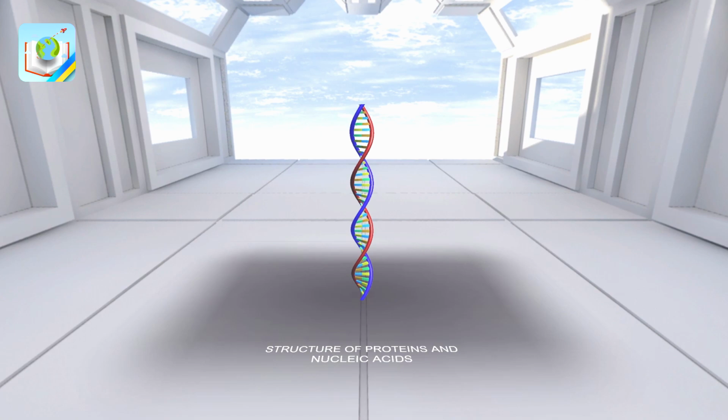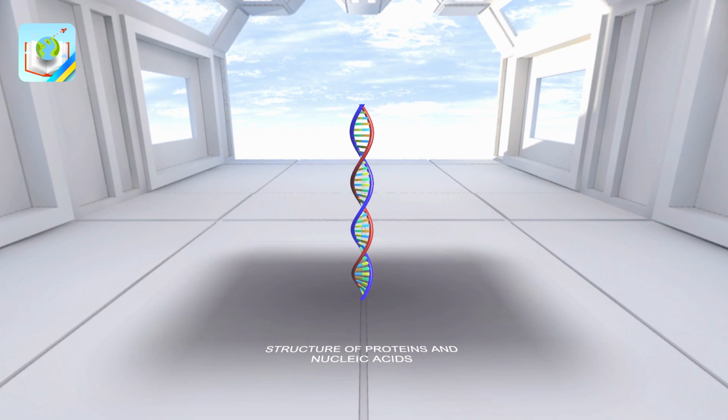The distance between neighboring nucleotides in DNA is 0.34 nanometers. There are 10 pairs of nucleotides per one turn of the spiral. So, the pitch of the spiral is 3.4 nanometers. Relative molecular mass of nucleotide is 345.